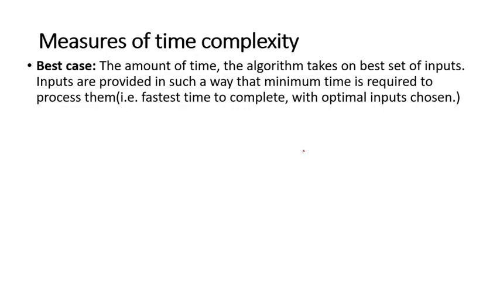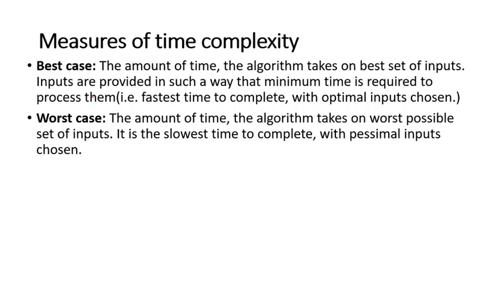In the measure of time complexity, the first one is best. The amount of time the algorithm takes on a best set of inputs. Inputs are provided in such a way that minimum time is required to process, that is fastest time to complete with optimal input chosen. If it is completing in the best time, taking minimum time, then it is the best case. Next one is worst. The amount of time the algorithm takes on the worst possible set of inputs. It is the slowest time to complete with bad input chosen. Pessimal is nothing but bad or worst. Okay, this is the worst case.